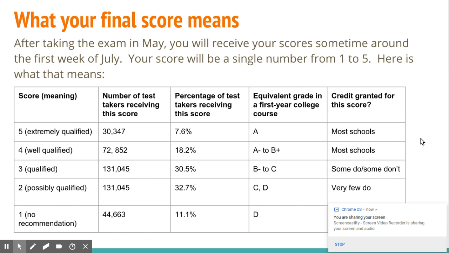You can see by looking at this chart, and feel free to pause if you need to, the number of people who take the test and receive that score, and the percentage of people who receive that score as well, along with what they would give you in terms of a grade if you were taking that class in a college course. Does that mean it's going to transfer in as that grade? Maybe not. But that gives you an idea of about where you stand.